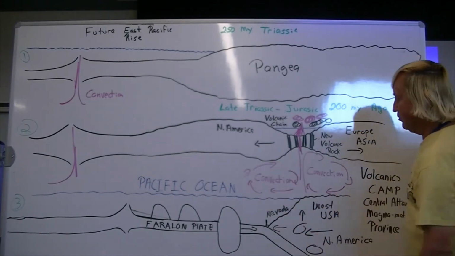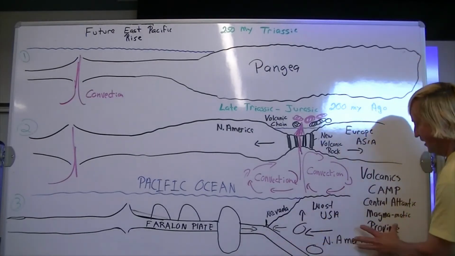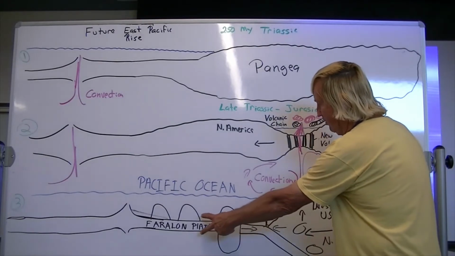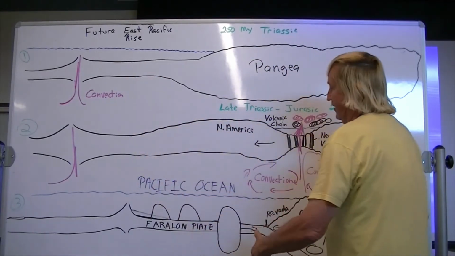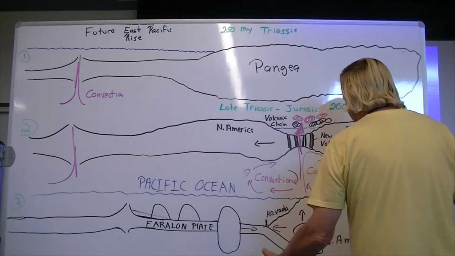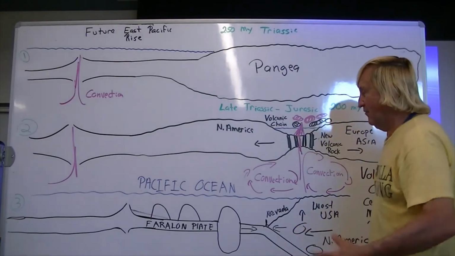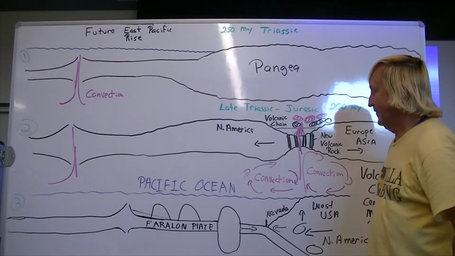Then we get down to stage 3 here. So now, as Pangaea breaks apart, North America is heading west. There's this oceanic plate out here, which we now call the Farallon plate. Here it is in its early stages. Now the Farallon plate is moving towards the east. The North America continent is moving towards the west. And the Farallon plate's kind of a problem child as far as plates are concerned.